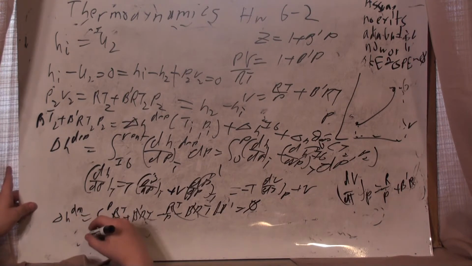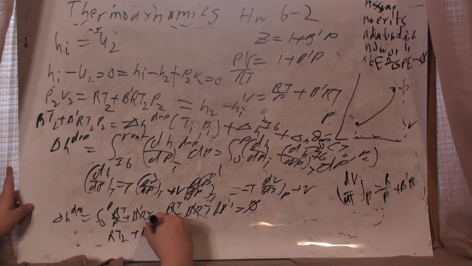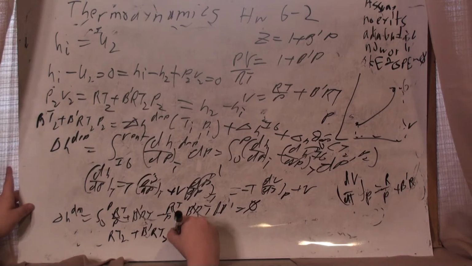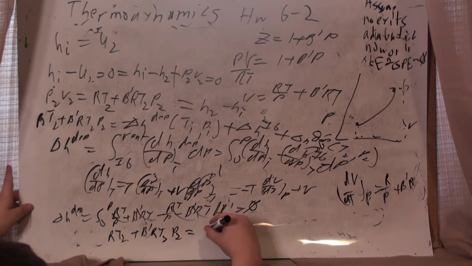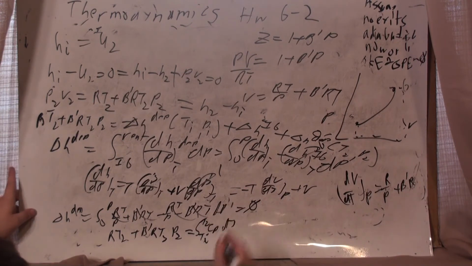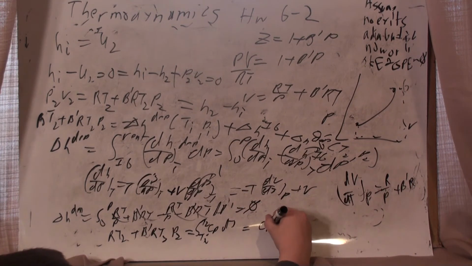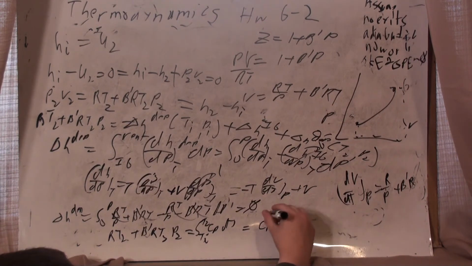So when we're all said and done, we have RT_2 plus B prime RT_2 P_2 equals the integral of C_P dT from T_i to T_2. I can do the integral on that, but I don't really want to, so we're going to assume it's constant for this one, but it's not. And so this becomes C_P times (T_2 minus T_i).